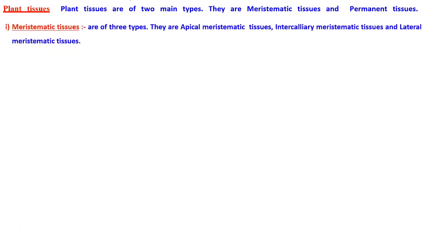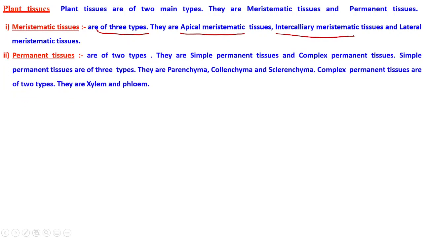Now, plant tissues. These plant tissues are mainly of two types: meristematic tissues and permanent tissues, as I said in the previous slide. Further, these meristematic tissues are of three types. They are known as apical meristematic tissues, intercalary meristematic tissues, and lateral meristematic tissues. Permanent tissues are again of two types: simple permanent and complex permanent.